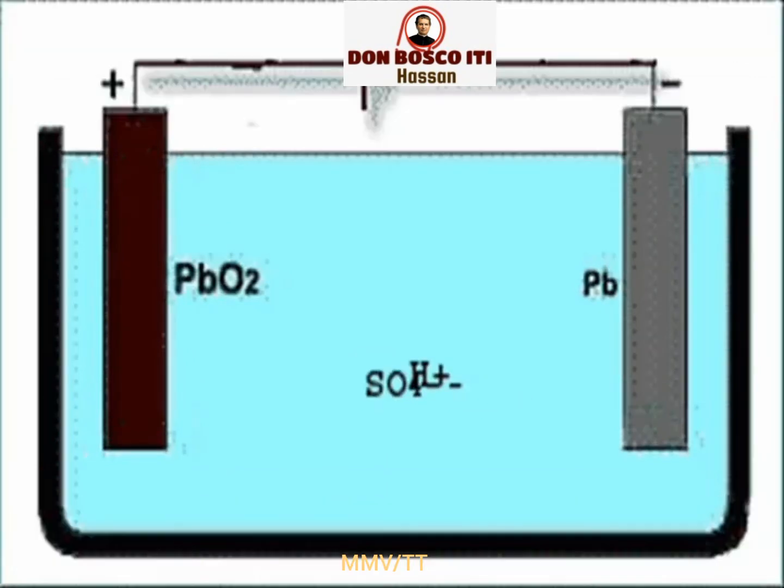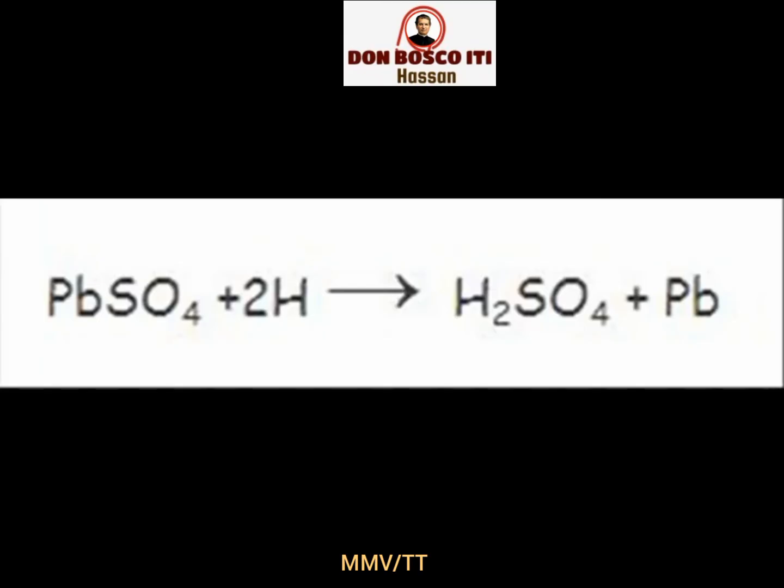Hydrogen ions, being positively charged, move to the electrode connected with the negative terminal of the DC source. Here, each hydrogen ion takes one electron from it and becomes a hydrogen atom. These hydrogen atoms then attack lead sulfate and form lead and sulfuric acid.